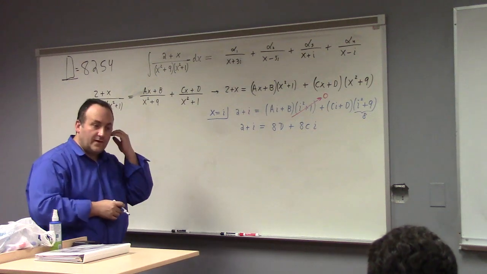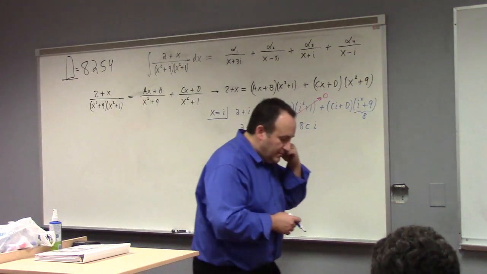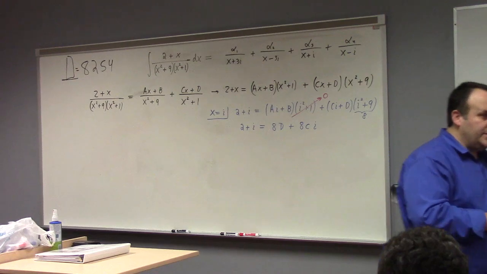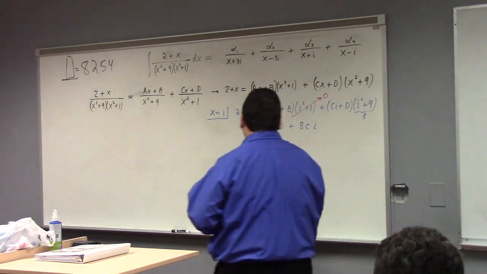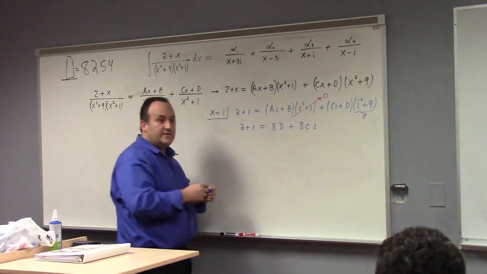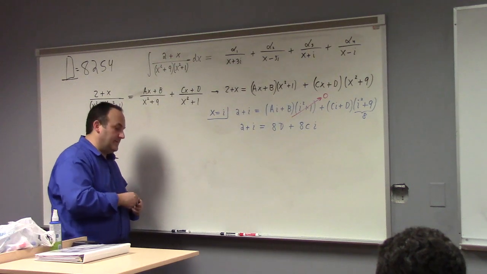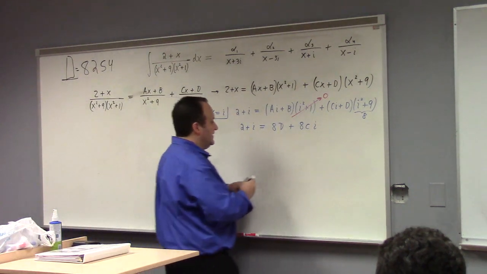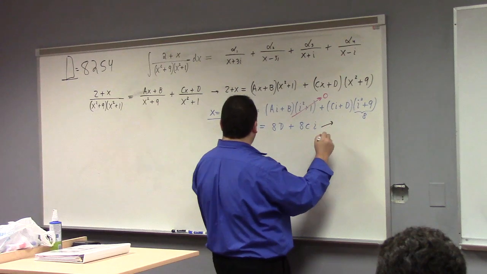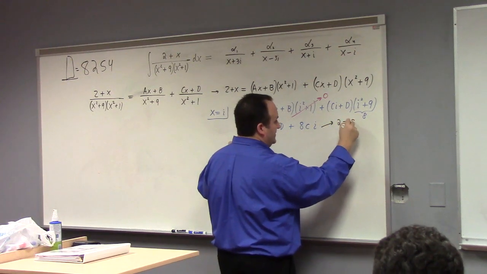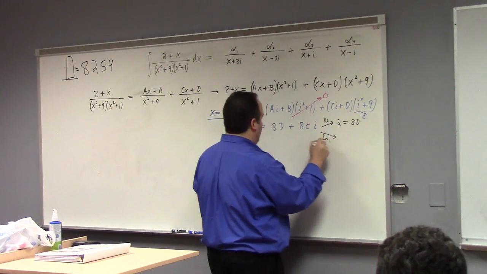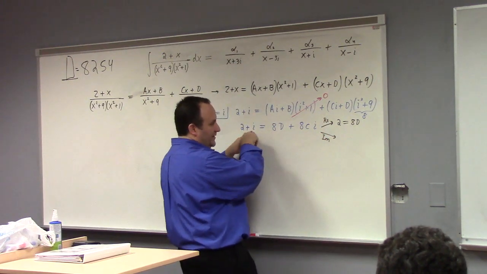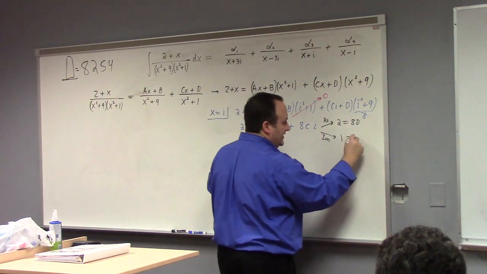Something you should know: a complex equation is simultaneously two real equations. So when you have a complex equation like this, you can equate the real and the imaginary parts. From this single equation, I get two separate pieces of data. From the real part, I get 2 is equal to 8D. From the imaginary part, equating the coefficients of i, I get 1 is equal to 8C.